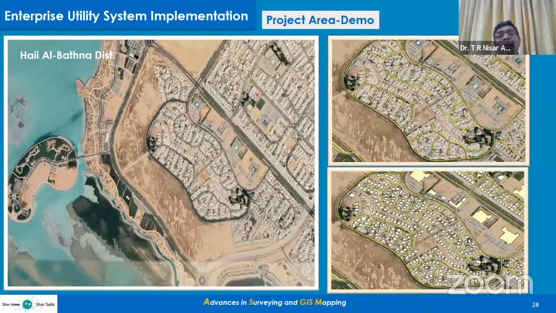And this is one simple example of how, once the survey and mapping is done, the mapping can be done in an integrated approach, specifically focused on utility systems. This is one I have taken for the Middle East region where we have developed it. So this is a demo part. This is the Al Patna region, taking the districts. And to the right side, you have the road center line, and at the same time, you have the land parcels.